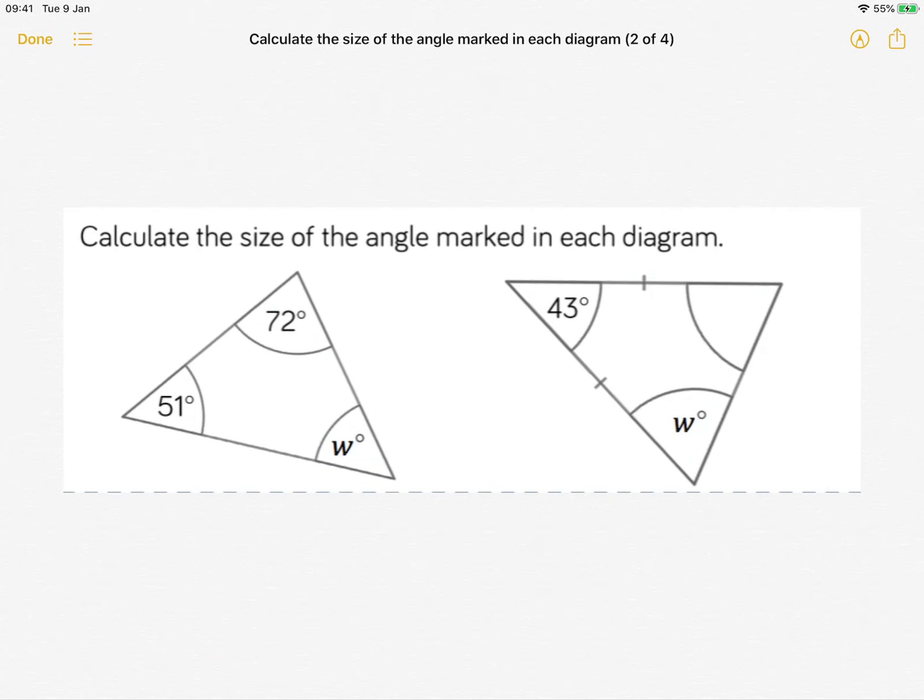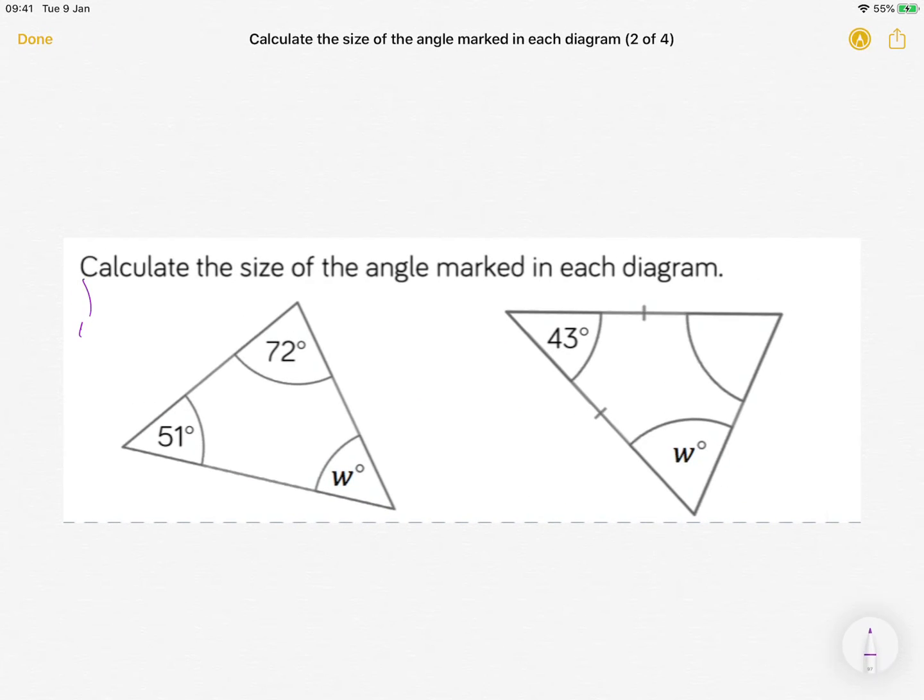Next one. So let's call this question 1 and this question 2. So I know they all add to 180. So if I do 180, take away 72, take away 51, and I'm doing this in my calculator just because it's nice and easy. You could do it without to challenge yourself. It's 57 degrees. Another way you could have done it is 51 add 72, which is 123. Do 180, take away 123, and you still get the same answer of 57 degrees.